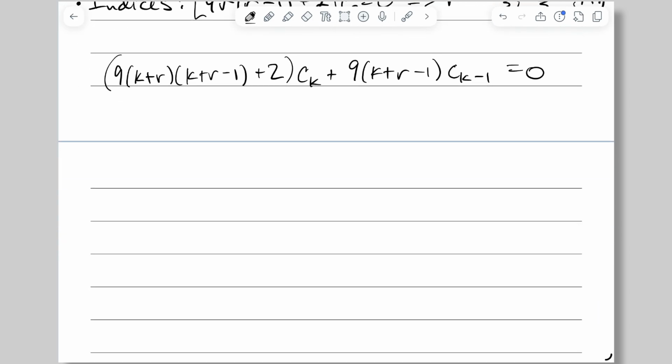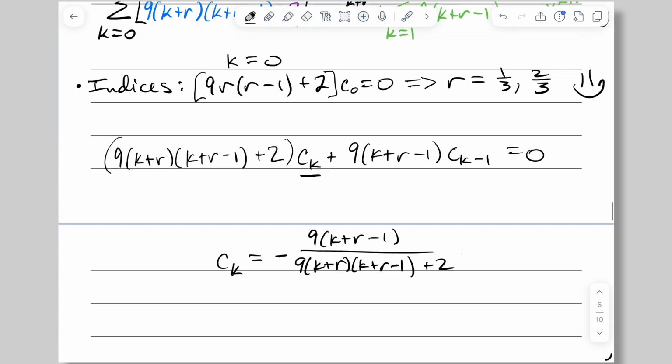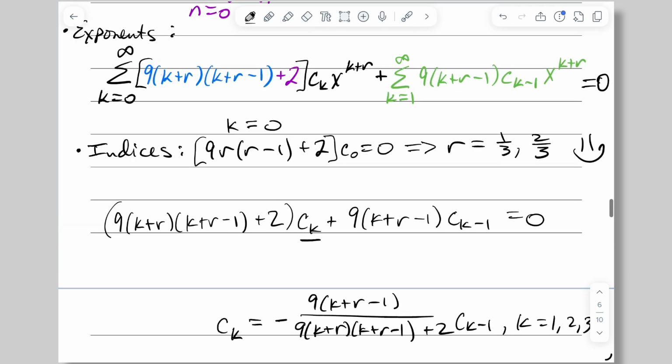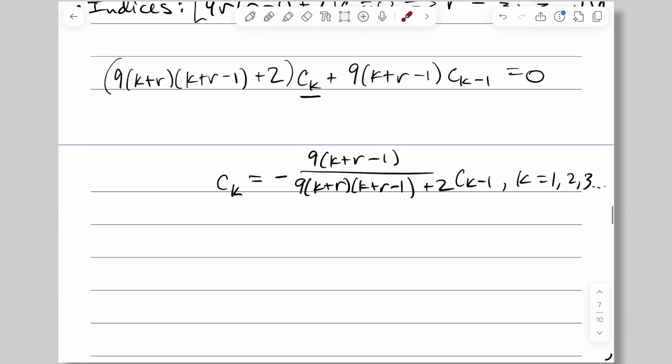And continuing with the strategy that I consistently employ, we're going to solve for the constant that has the largest subscript. In this case, that means we have c sub k is equal to negative 9 times the quantity of k plus r minus 1 divided by 9 times k plus r times k plus r minus 1 plus 2, right? The 9 does not affect the 2 there. Times c sub k minus 1, and that's for values of k from 1, 2, 3, etc., which we get from looking at the sigma expressions above.